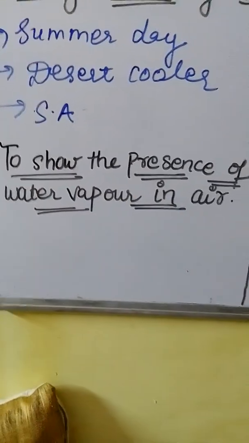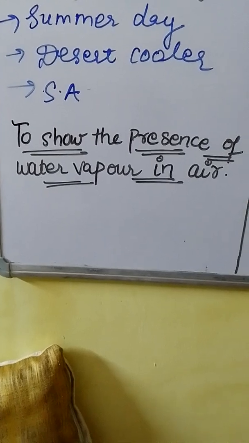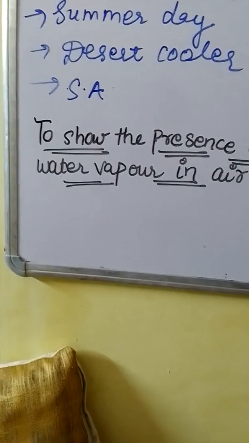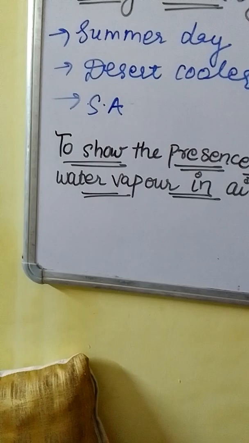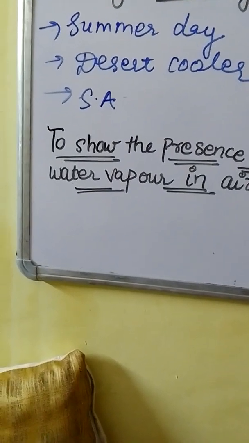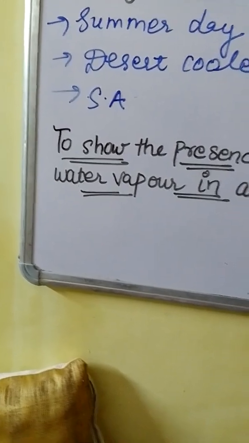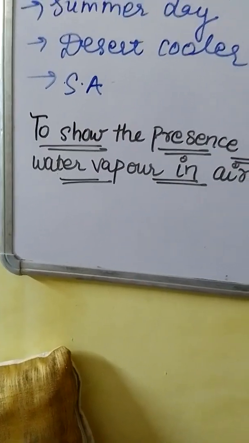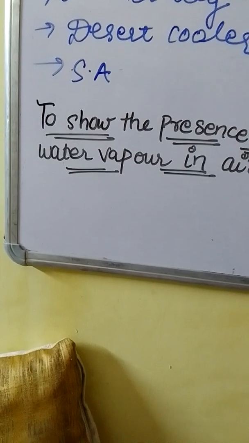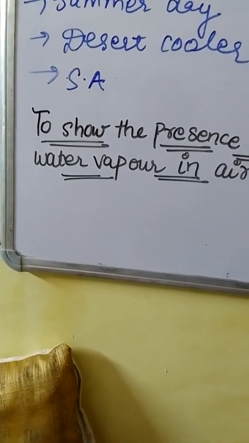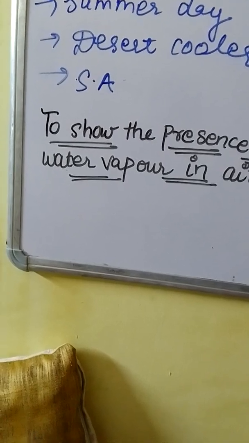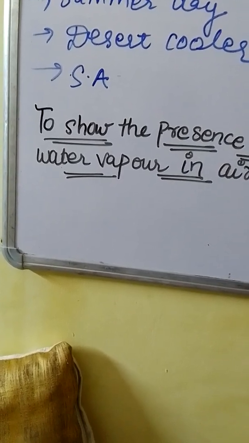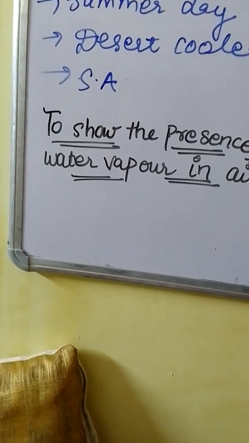So let's take another topic, which is to show the presence of water vapor in air. We know that water vapor is present in air, but how can we show it? Let's take an example to understand the topic. We take a steel tumbler and put crushed ice into it. What will happen? You wipe the outside of the tumbler and leave it for 5 to 10 minutes. What will happen after some time? You see a tiny water droplets on the surface of the steel tumbler.